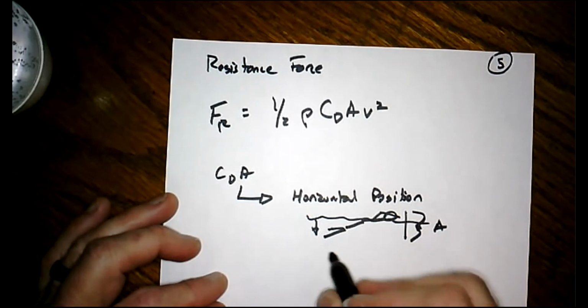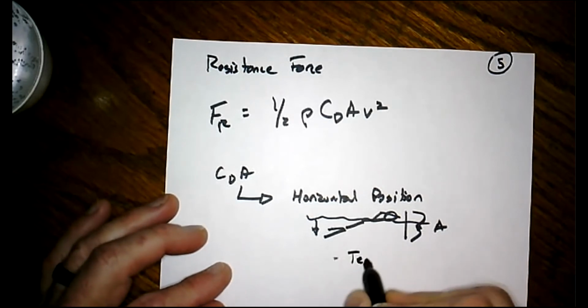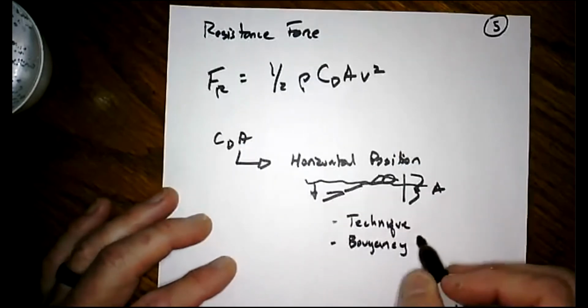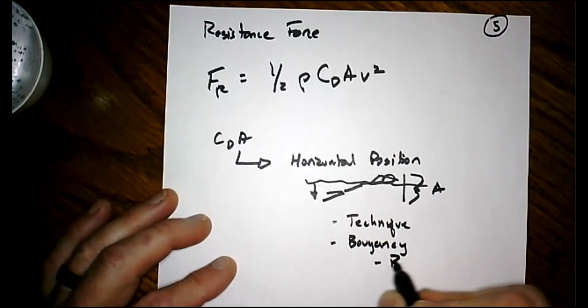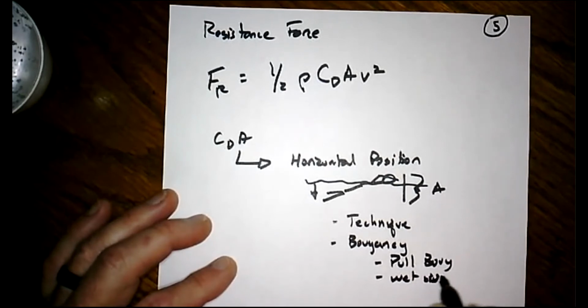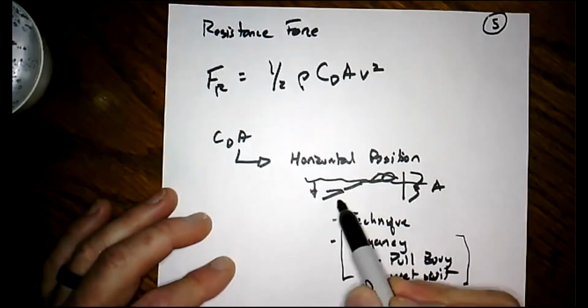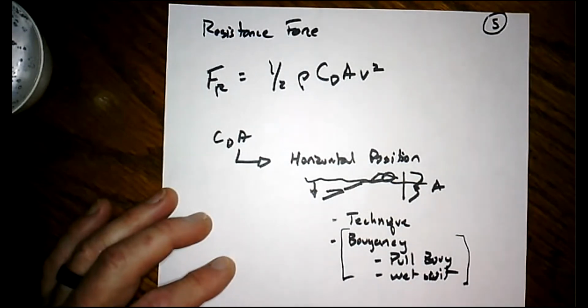So horizontal position. How do you influence horizontal position? Well, it is technique, and you're learning how to swim, but you could also add buoyancy. Now this comes back to the third dimension, or at least the second dimension, buoyancy force, a vertical force. You could use a pull buoy, or you could use a wetsuit. Anything that brings those legs back up in the horizontal position. And again, this is where we start to cross over into another dimension. But we want to reduce this A, we want to reduce that horizontal position.